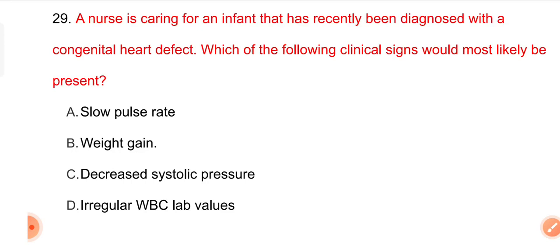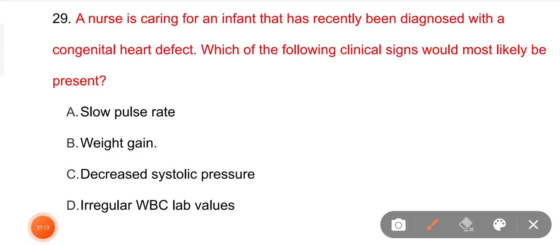The right answer is option B. In the case of a child with a congenital heart defect, it may cause edema over the body, so that the child can have weight gain.